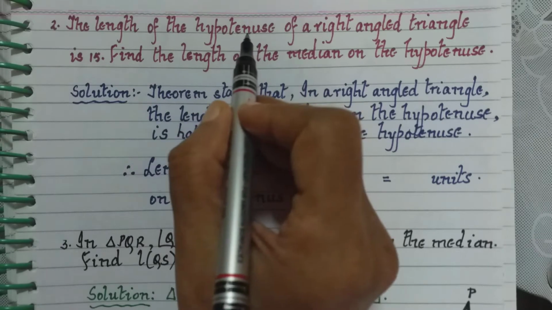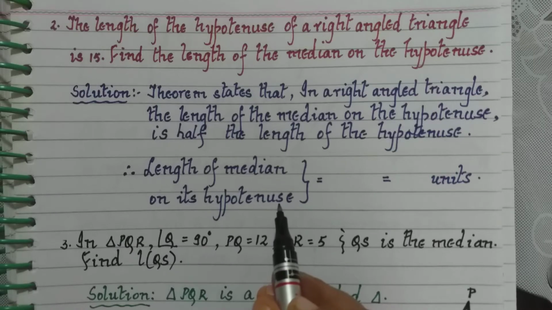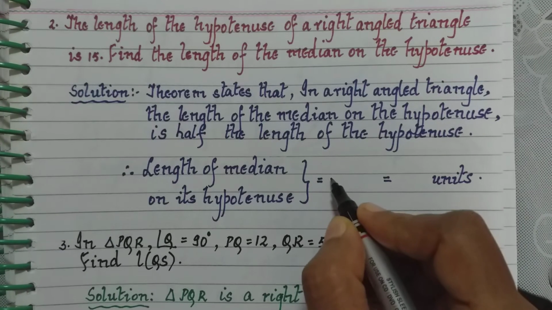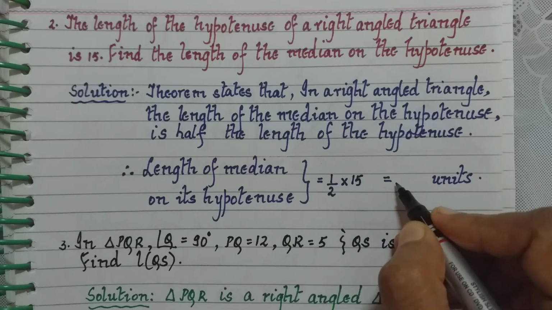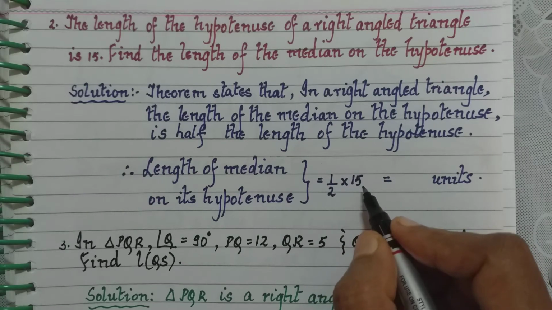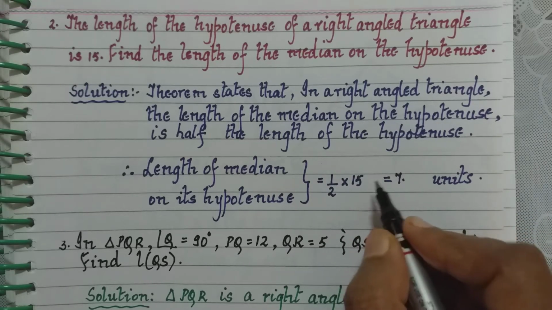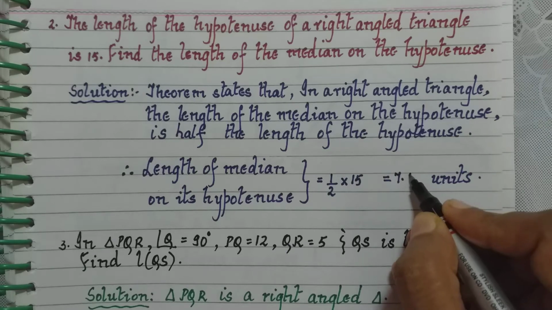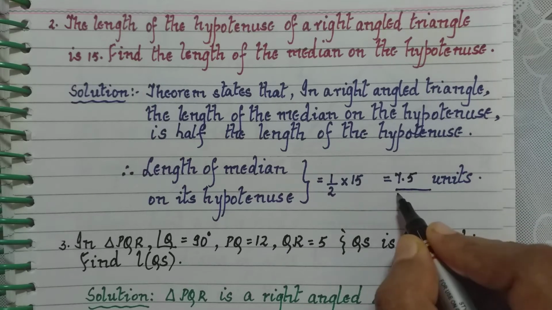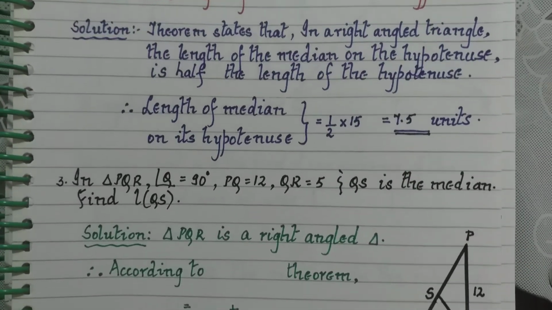What is the length of the hypotenuse? It is 15. Therefore, length of the median on the hypotenuse is equal to half into 15 is equal to, now see here, half of 15. So, we know half of 14 is 7. Okay, then 1 is left. 14 plus 1 is 15. So, half of 1 is what? 0.5. So, this becomes 7.5 units.